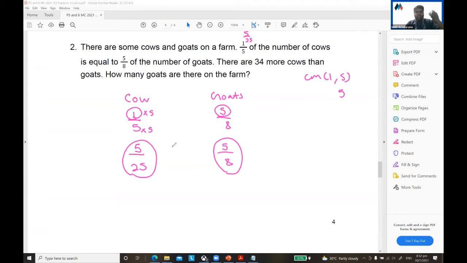5/25, meaning like 5 units out of 25 units from the cows equals to 5 units out of the 8 units from the goats. So in this case, the denominator here will tell you the total number of units of cows. The denominator here will tell you the total number of units for the goats. Okay. So therefore, cows is 25 units. Goat is 8 units. Okay, so there are 34 more cows than goats, right? So how many units equals to 34? You know, type in the chat.